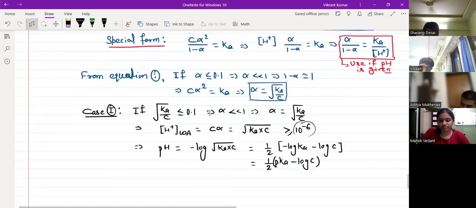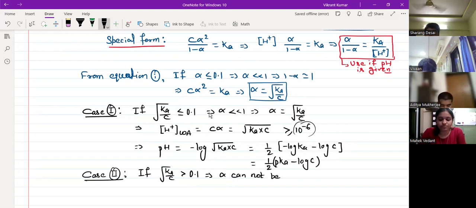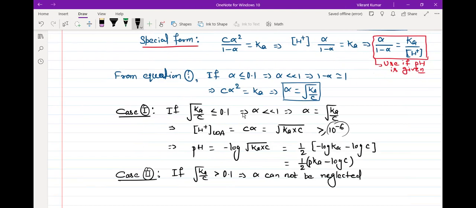Now if this is not the case, then you have to solve the quadratic. Case 2, if under root K by C comes greater than 0.1, then we will say alpha cannot be neglected in comparison to 1, and hence you have to solve the quadratic.